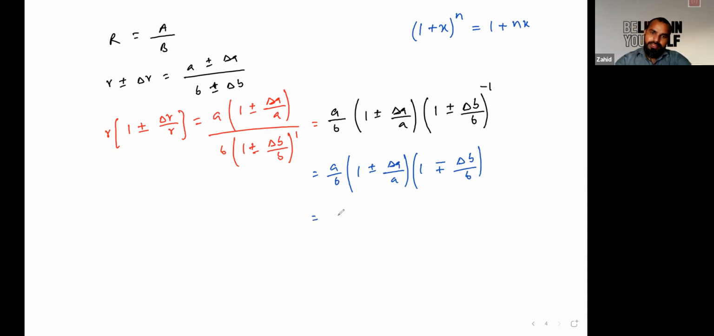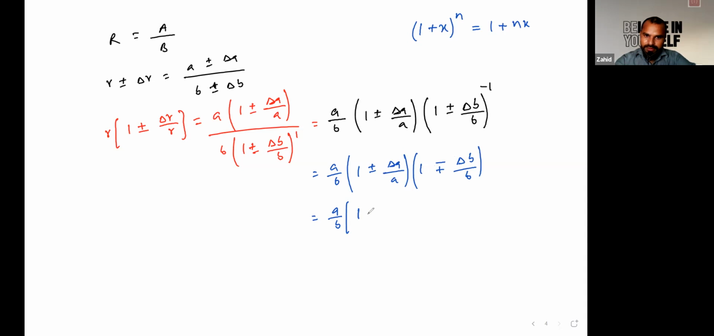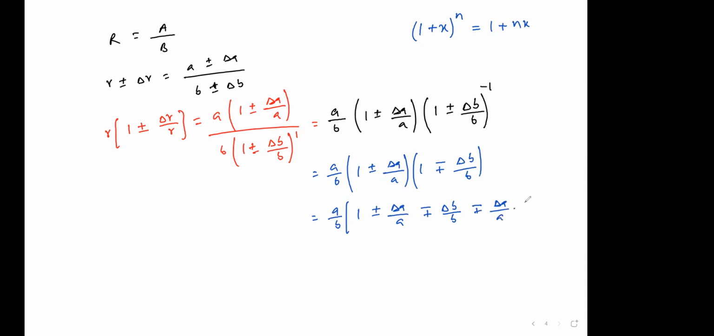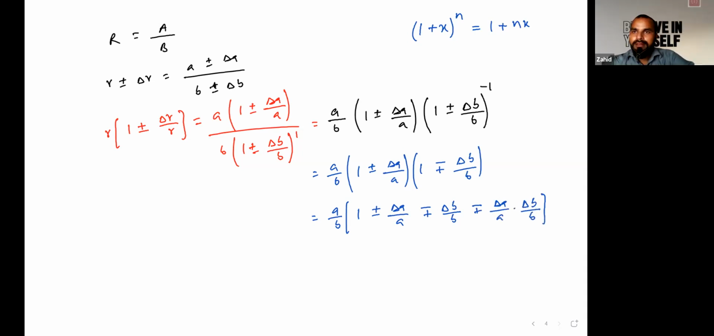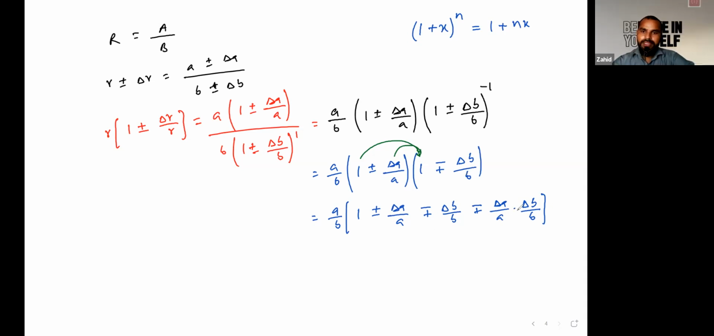Now expand this particular relation using distributive law. So it will be A over B. If you multiply 1 to both parts, it will be 1 plus minus delta A over A minus plus delta B over B minus plus delta A over A times delta B over B. Is it fine? Yes, sir. I've just multiplied this part to this part using distributive law. Similarly, multiplied this part to this also to obtain this particular expansion. Now we have this as a small part and this also as a small part, and multiplication of two small parts will give you a further smaller value. So we neglect this particular term.